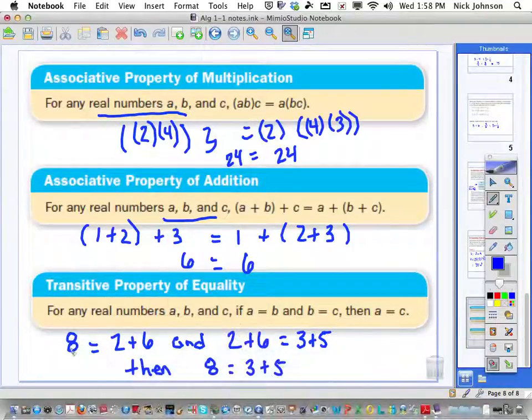Does that make sense? This is my A. A is 8. My B is the 2 plus 6. Does that equal 8? Yeah. Well, if these two things are the same, 2 plus 6 equals 3 plus 5, then also 8 and 3 plus 5 are the same. Are they? Yes. Those are important properties to know.